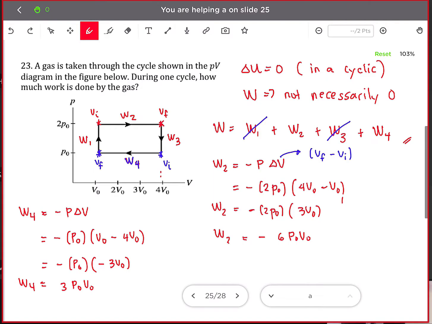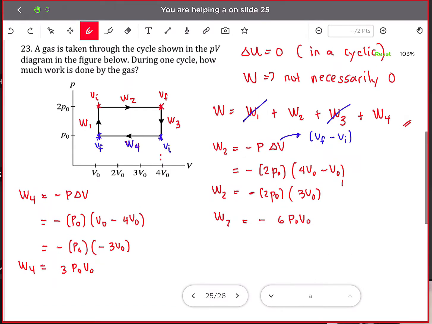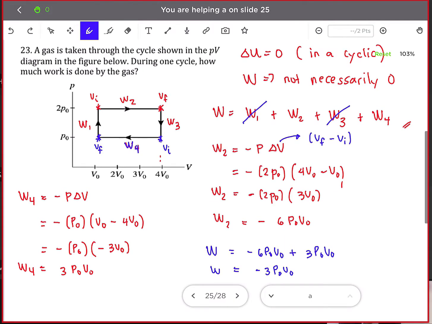Any questions? All right, so now moving forward, solving for our work: it is equal to W2, which is negative 6 POVO, plus W4, which is 3 POVO. Then our work is equal to negative 3 POVO. This is the answer, or no, is it the answer to the question now?